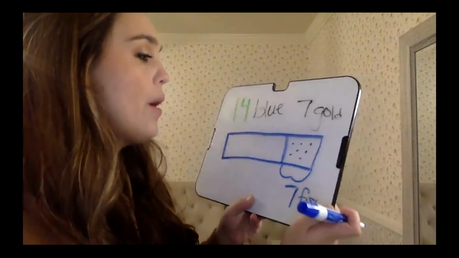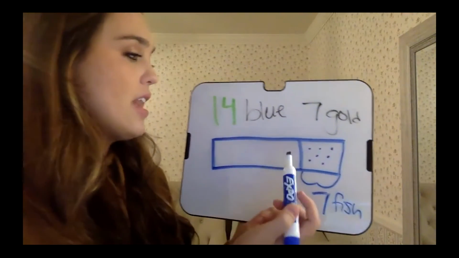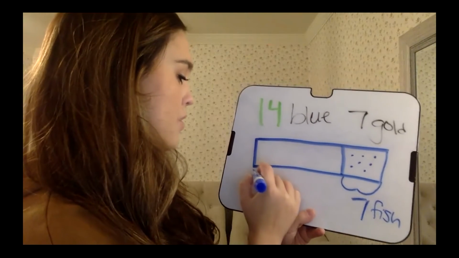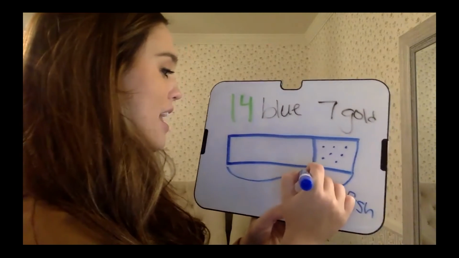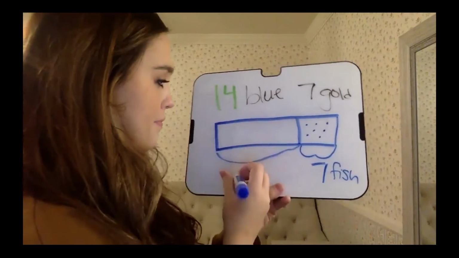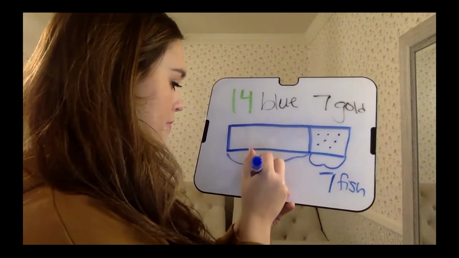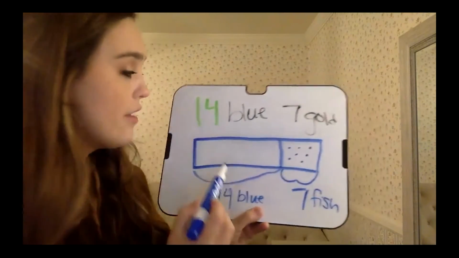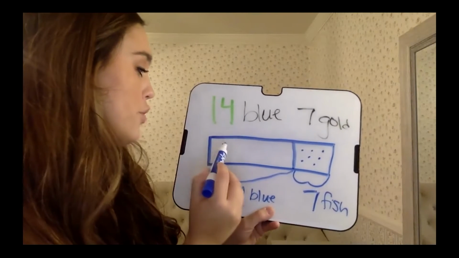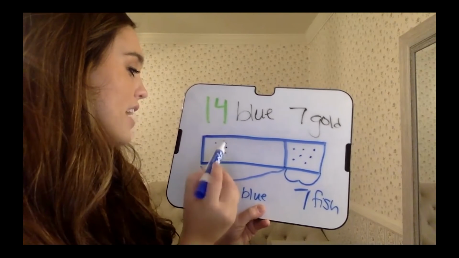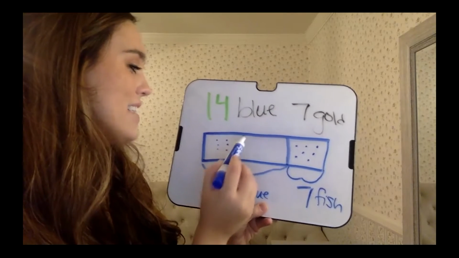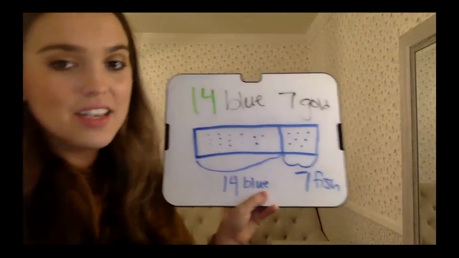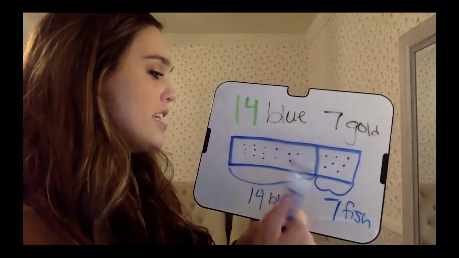Awesome. Now, let's see. We already wrote down the 7. Let's do the 14 over here. So let's take this whole section. So we're representing the 14 blue. And we can even draw in 14. Ready? 1, 2, 3, 4, 5, 6, 7, 8, 9, 10, 11, 12, 13, 14. Okay, awesome. So we have 7 in here and 14 in here.